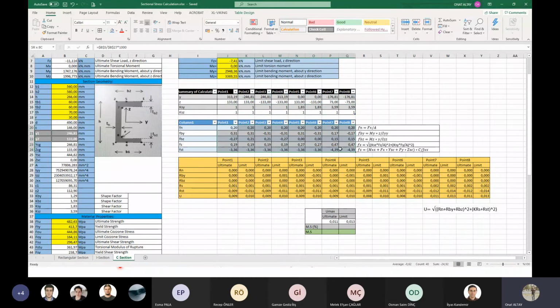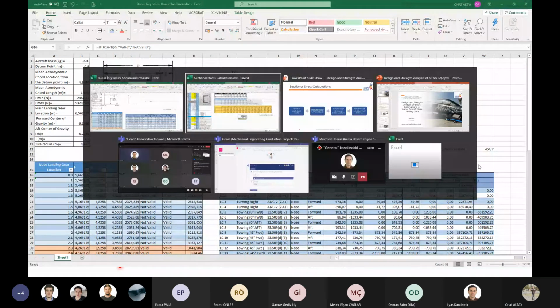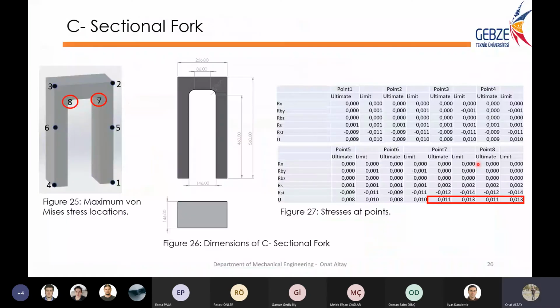So I calculated the stresses about some critical points, and these are the von Mises calculations. So although I used the tire selection of Türkmen, I was able to design a C-sectional fork. And again, the highest von Mises stresses are about 2, 7 and 8, as you can see in here.